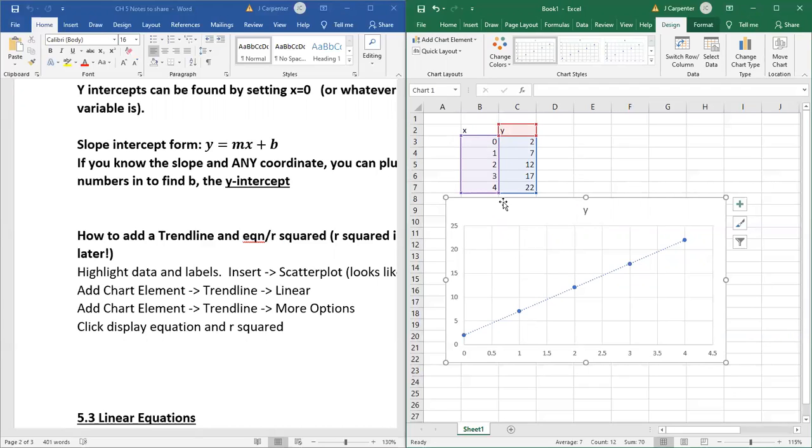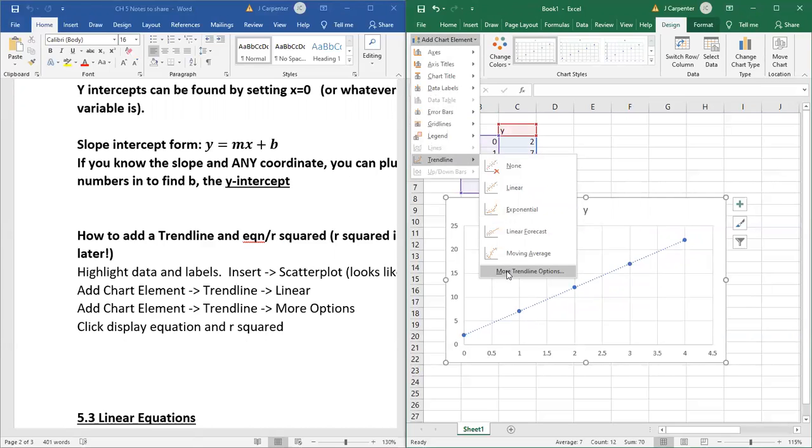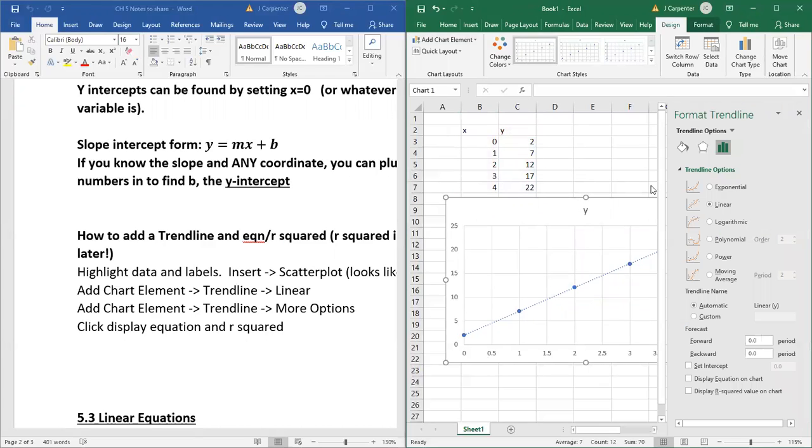Now, again, because this is a perfect model, these fit perfectly. They do not have to. Then to actually see the equation, we go to add chart element, trend line, and more options. So add chart element, trend line, more options, and then a menu pops up over on the right.